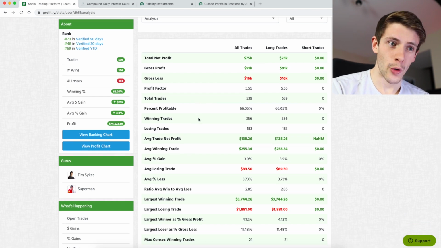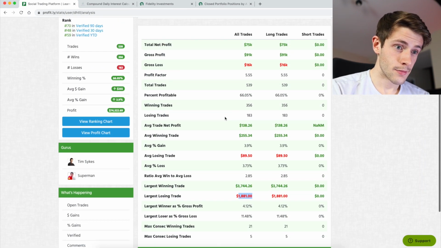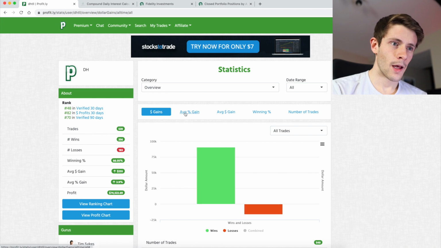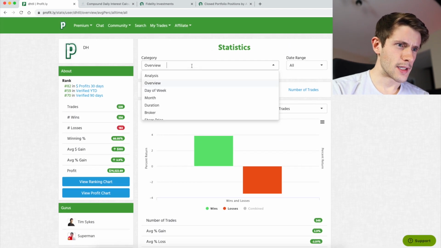356 winning trades, 183 losing trades. Largest winning trade is bigger than my largest losing trade. It's just cool to see. And I can keep going. You know, go to the overview. Average percent gains. Let's see, day of the week.